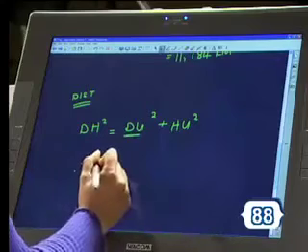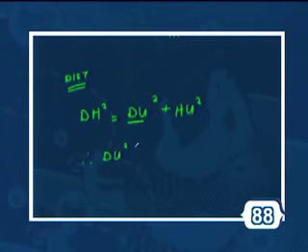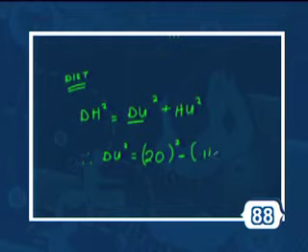So therefore, DU squared would be DH squared, which was given as 20 kilometers. Remember, the hypotenuse is always the longest side in your 90-degree triangle, minus HU squared, which we said we are not going to round off. We're going to use it as it appears on the calculator.